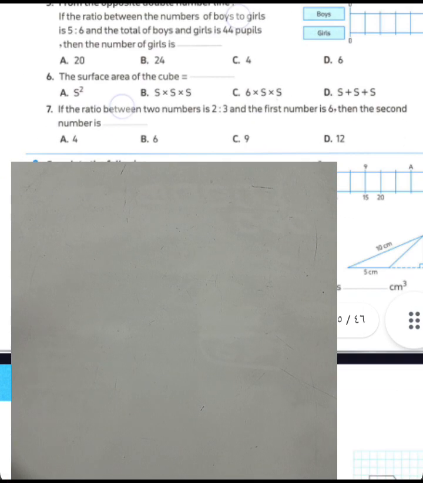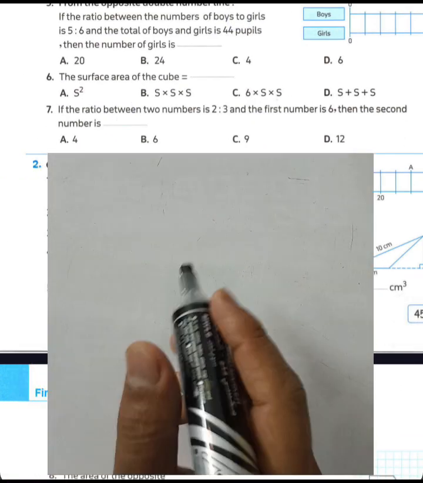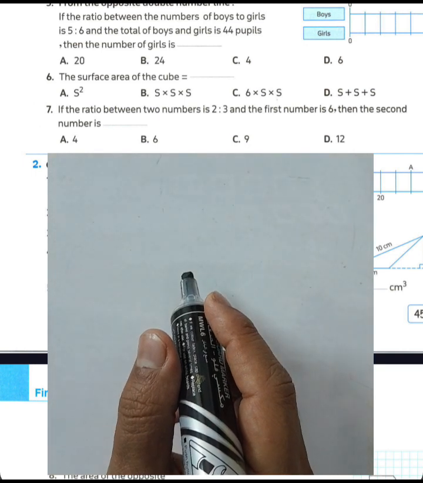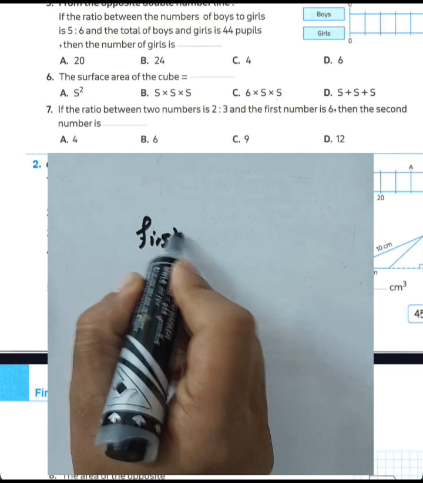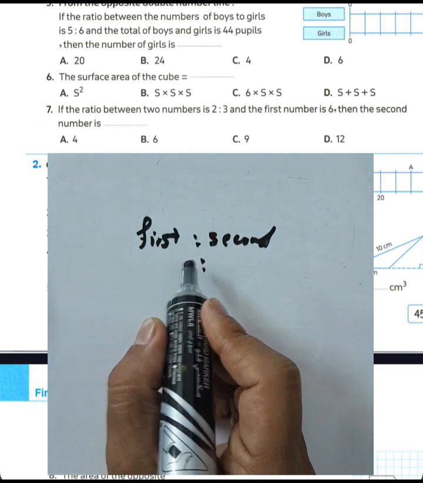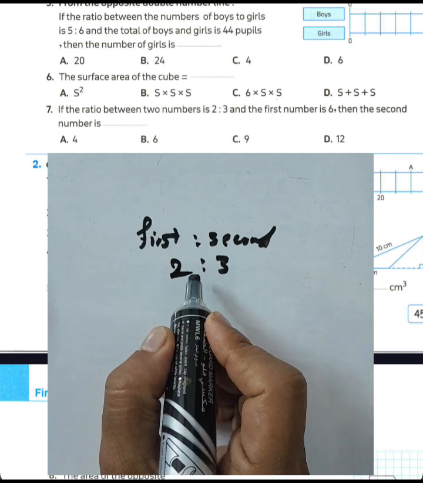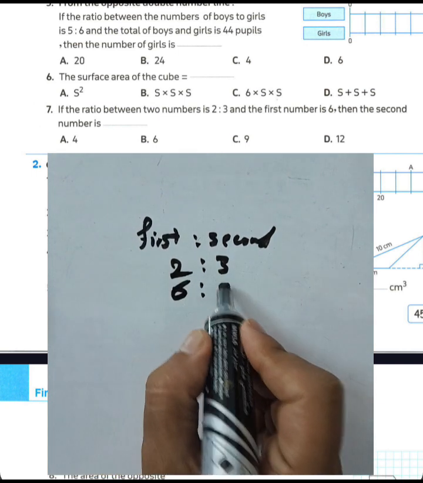Next question, number 7. If the ratio between two numbers is 2 to 3 and the first number is 6, the second number will be what? We have the ratio between first to second. The ratio between them was 2 to 3, and the first number was 6. Then the second number will be what?